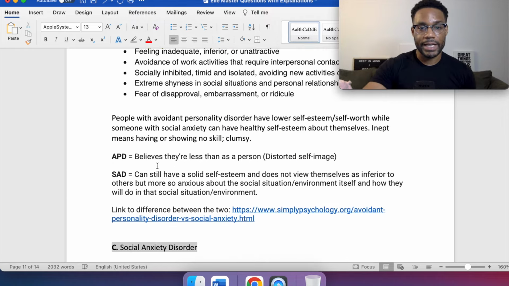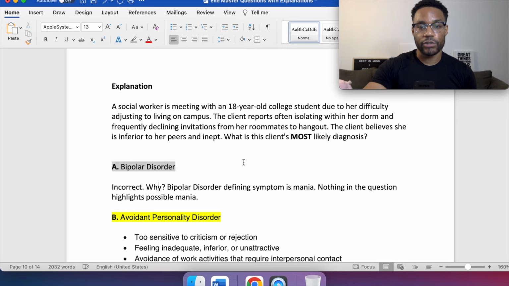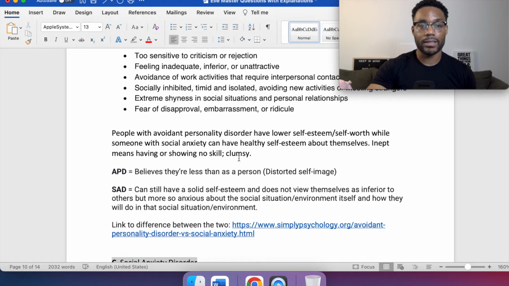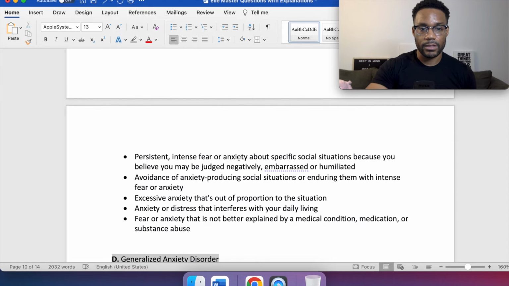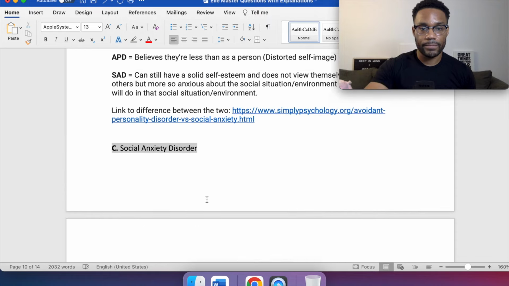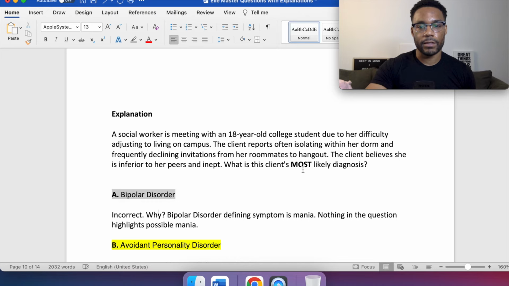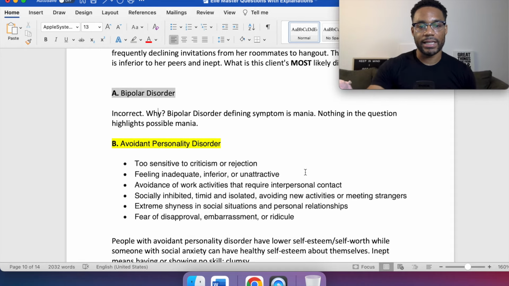When we go to generalized anxiety disorder, we can say, okay, well, anxiety, but again, this question is focused on social settings, and you see right here where social anxiety is focused on social settings, interacting with other people, and how they view themselves, where the girl is speaking to, she's feeling inadequate, she's feeling inept, right? That's speaking to avoidant personality disorder.